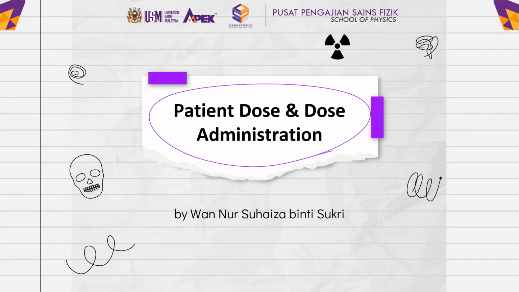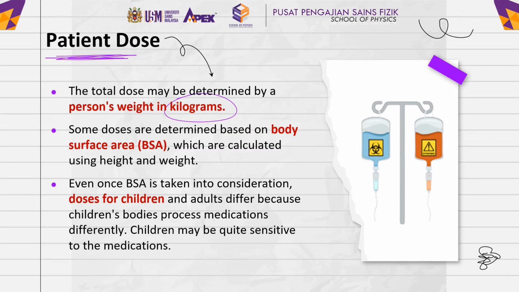Okay, now I will continue to the next point, which is patient dose and dose administration. Patient dose can be determined by person weight in kilograms, but some doses are determined based on body surface area, which is calculated using height and weight. Even once body surface area is taken into consideration, doses for children and adults differ because children's bodies process medication differently. Children may be quite sensitive to medication.